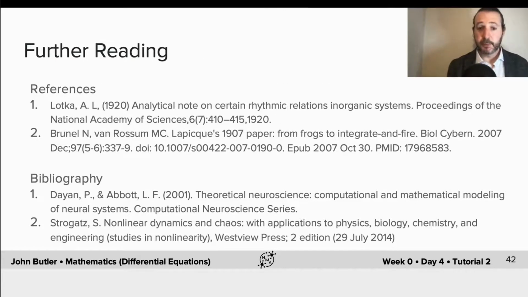If you really want to read more about this, here are some little references. The Lotka paper is about the population equation. The Brunel and van Rossum paper is just a more modern version of the Lapicque paper from 1907. Some textbooks that are very good are the Dayan and Abbott Theoretical Neuroscience textbook, but also about differential equations is the Steven Strogatz book. It's very readable. I know it's a maths book, but it's actually a very well written maths book.